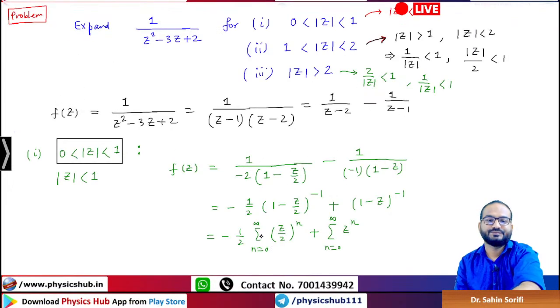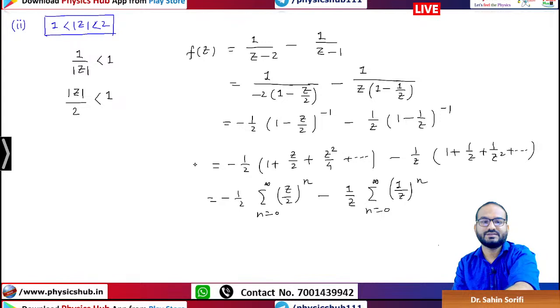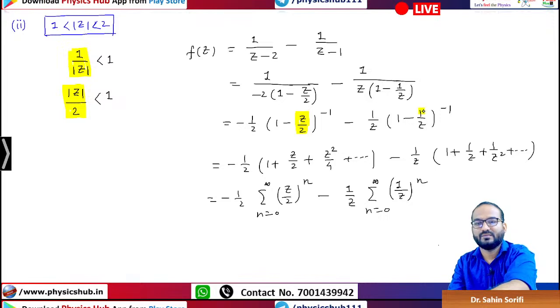If you look at here, mod z less than 1, so your expansion was carried out in this way. Considering, if mod z is less than 1, so z by 2 will also be less than 1, and this z is less than 1. In the next case, 1 less than mod z less than 2, you see 1 by z is less than 1, and z by 2 is less than 1. So in the expansion we are having these terms, z by 2, 1 by z.